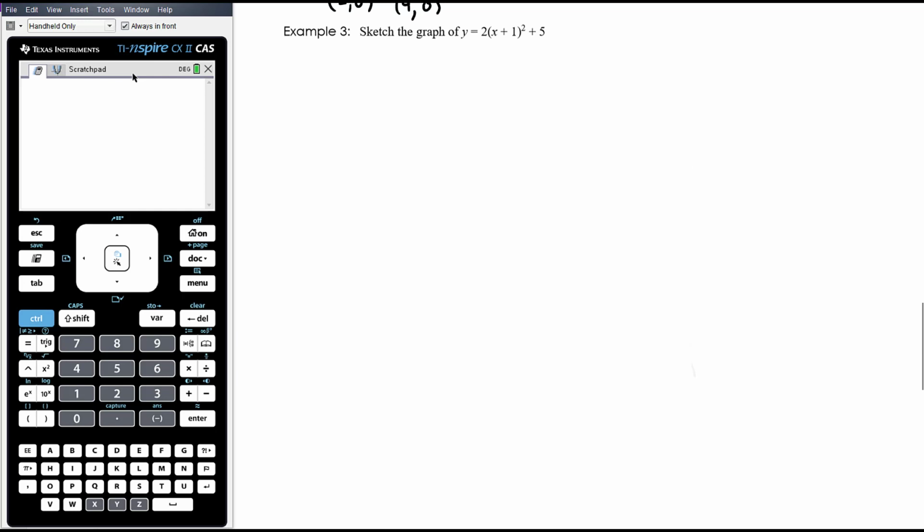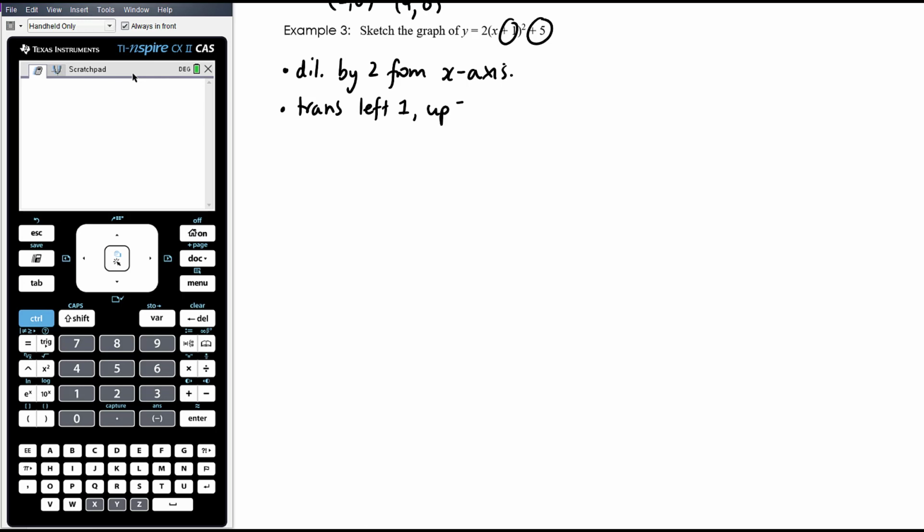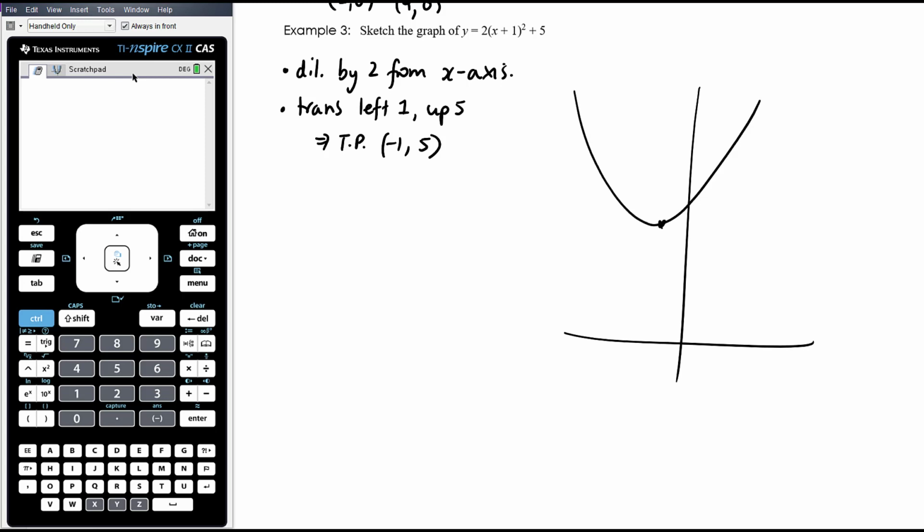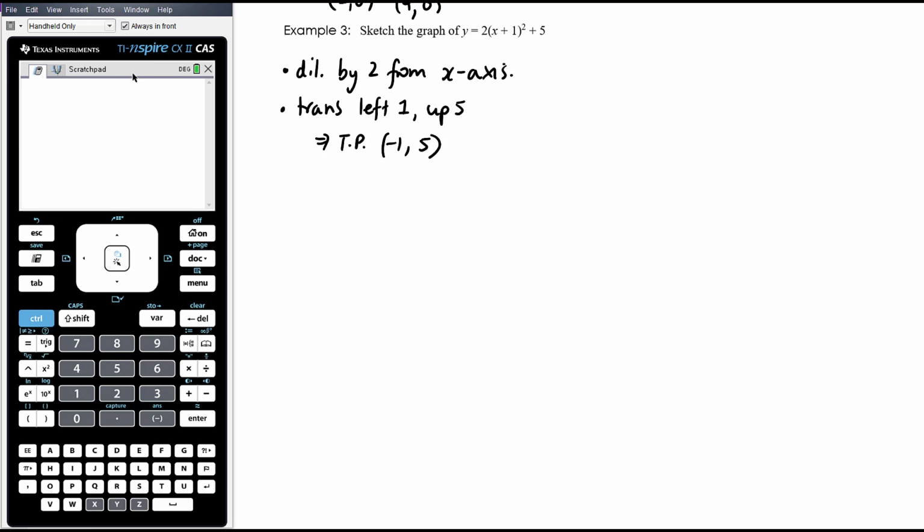Example 3, the final example. Sketch the graph of y equals 2 times (x plus 1) all squared plus 5. Okay, so there's no reflection. We've got dilation by a factor of 2 from the x-axis, so that's not really going to affect how we draw it. We've got translation, so this plus 1 is to the left by 1, and this plus 5 is up by 5, which means that our turning point has coordinates of (-1, 5). And if our turning point is at (-1, 5), and we've not got any reflection, it's not going to cross the x-axis, so we're not going to calculate x-intercepts at all. We just need to work out our y-intercept.